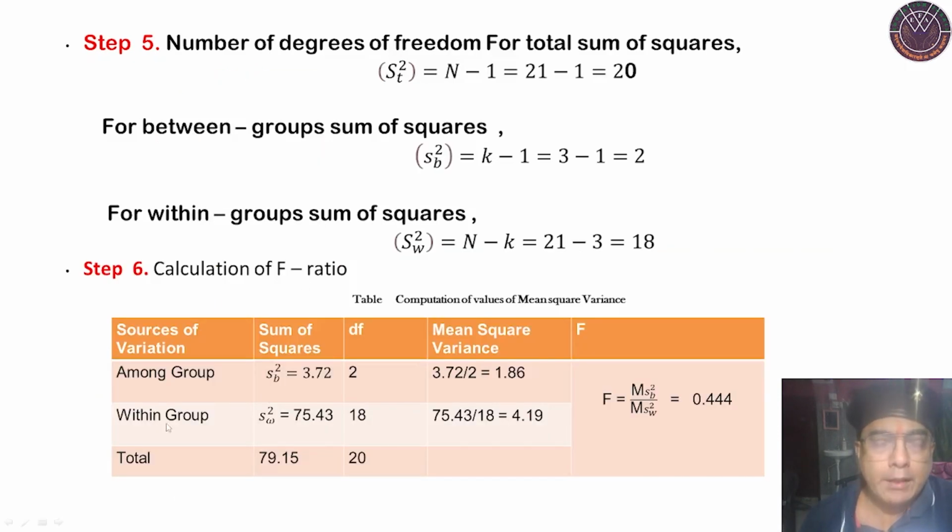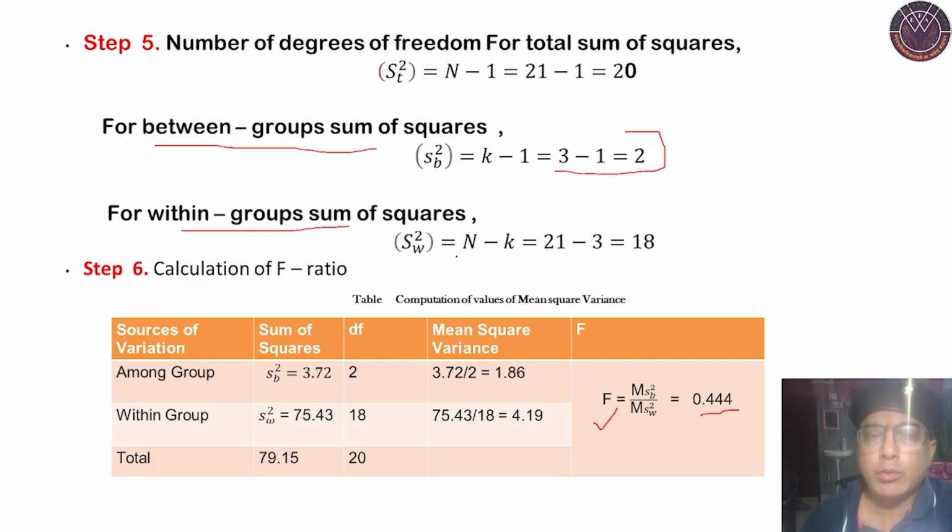Now this is the table for calculating ANOVA. The value is 0.444. Two more things have to be learned: one is the between group degrees of freedom and the other is the within group degrees of freedom. Between groups, because it is comparing two or more groups, it is k minus 1, where k is the number of groups. Here 3 groups are there, so 3 minus 1 is 2, and within is n minus k.